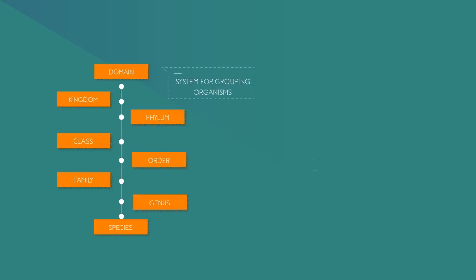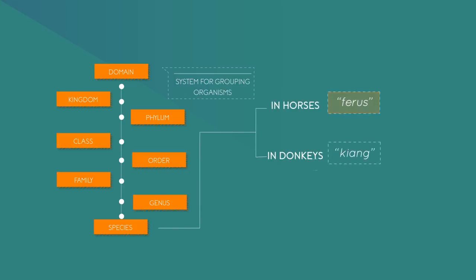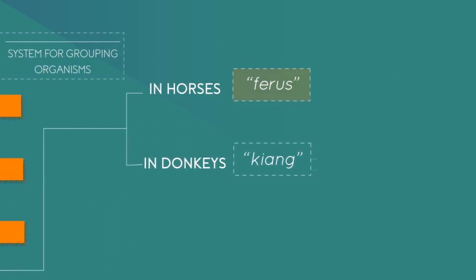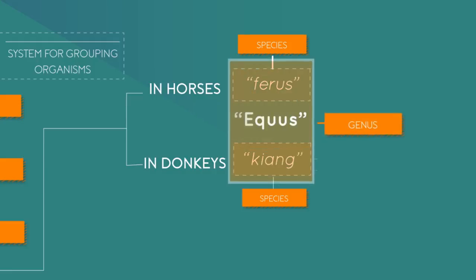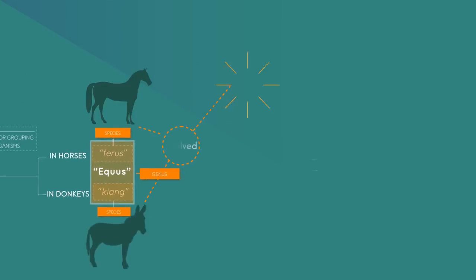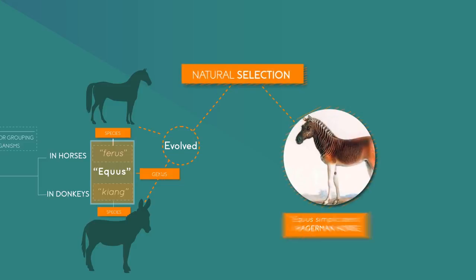The species group is accepted as the smallest unit of biological classification and is always given a Greek or Latin name. In horses, this name is ferus, whilst in donkeys, the species name is asinus. Both species belong in the larger group, or genus, known as Equus. These two species both evolved through the process of natural selection from a common ancestor called Equus simplicidens, or Hagerman horse.